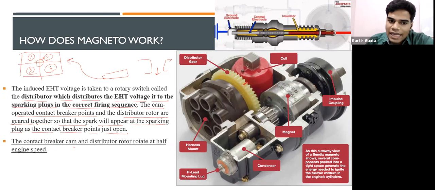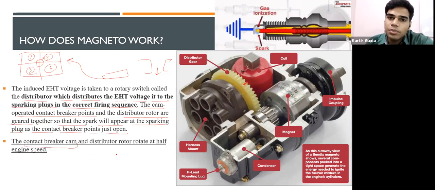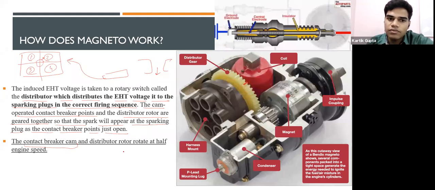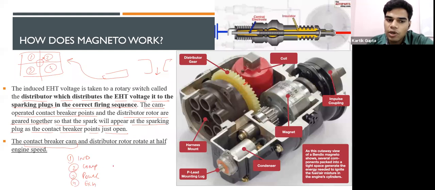The contact breaker cam and the distributor rotor rotate at half the engine speed. You need to understand they rotate at half the engine speed. Why? Because at the half points we require the ignition, right? First is induction, second is compression, third is power, and fourth is exhaust. Where is the ignition required? It is required in the middle, which is the half point. That is why the contact breaker cam and the distributor rotate at half the engine speed.